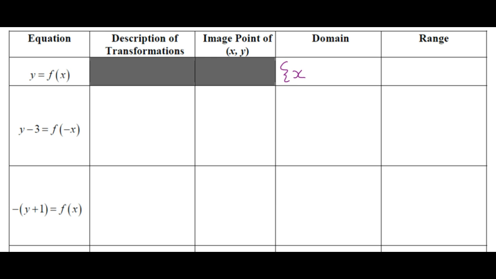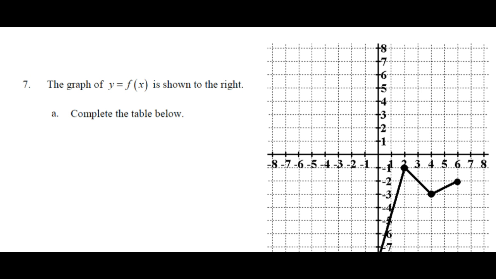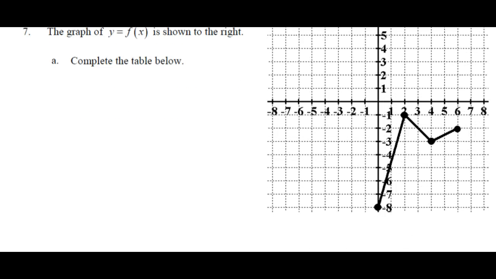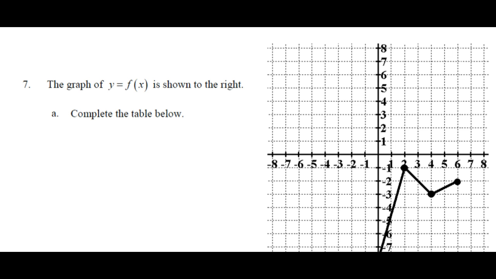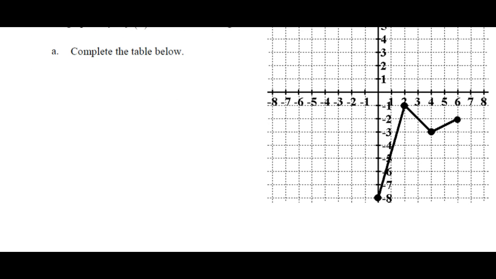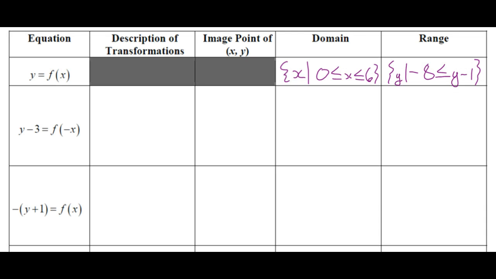I'm going to do it with set notation. So the set of all x such that, domain, low x value, high x value. I'm hearing different numbers. 0 to 6. Okay, 0 to 6. Range? -8 to -1. Right. I don't know if I can trust you guys. I just need to take a quick look. Okay, yeah, that's right. All right.